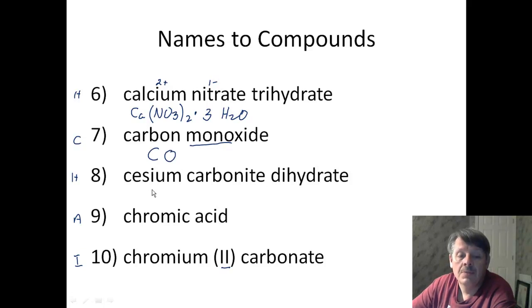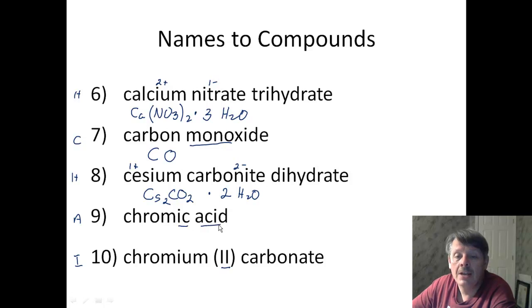All right, cesium. Cesium is Cs. Carbonite. Well, carbonate is CO3. Carbonite is CO2. Cesium has a 1+ charge. Carbonite has a 2-. So when I crisscross those, I need 2 cesiums. And it's a dihydrate, so that's 2 waters.